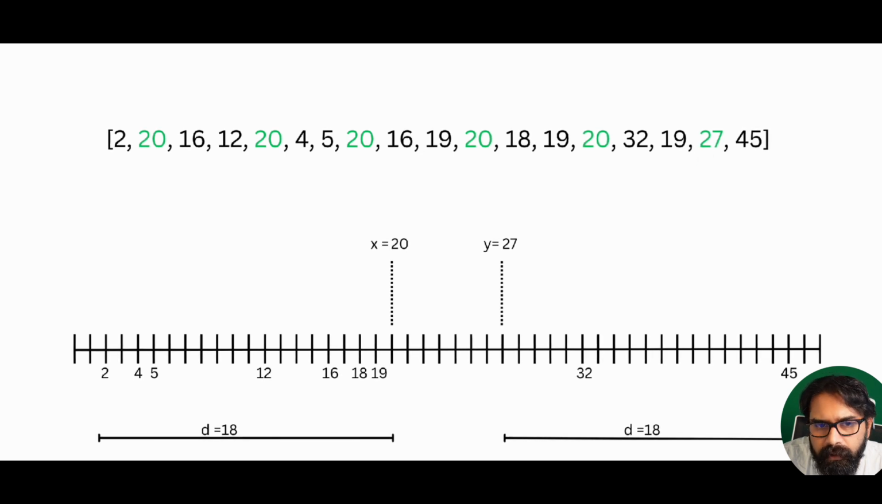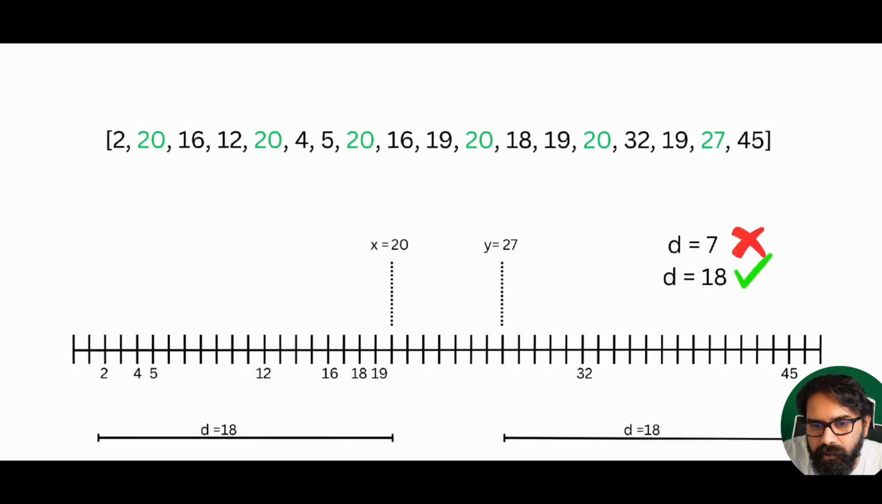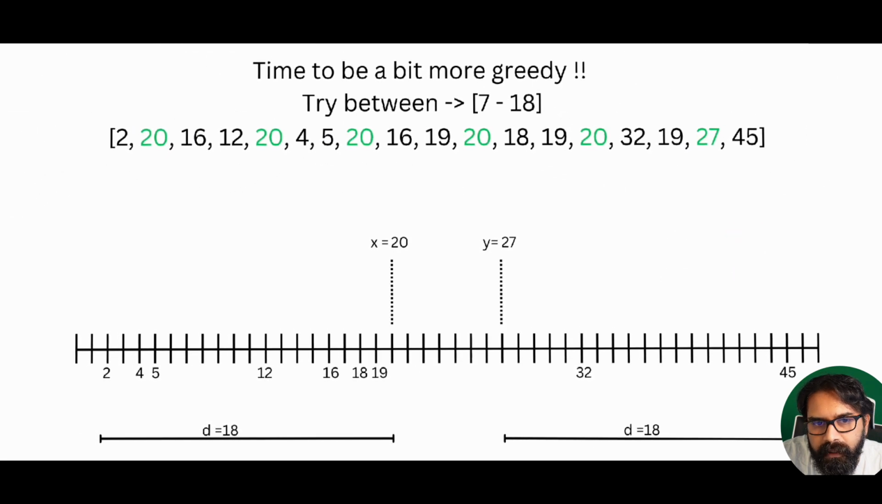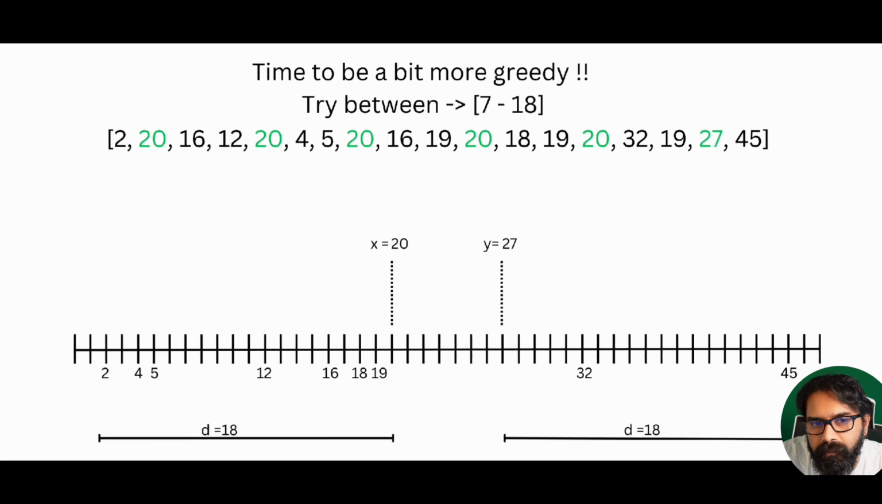So we have actually found a solution to this by moving X and Y point somewhere around about the middle of the number line, although D is equal to 18 may not be really an optimal answer. So what we did is we checked D is equal to 7 doesn't seem to work for all the minus ones, but D is equal to 18 seems to work in this case. So time to be a bit more greedy and try somewhere around about D is equal to 7 and 18.